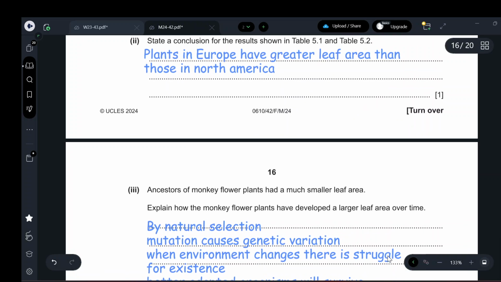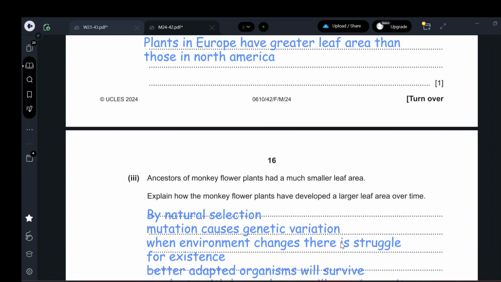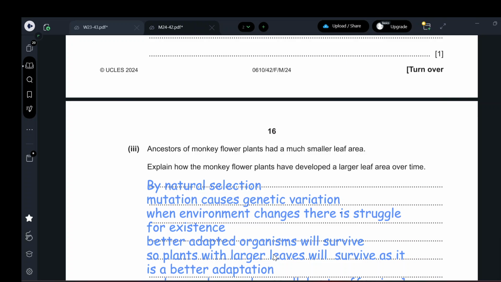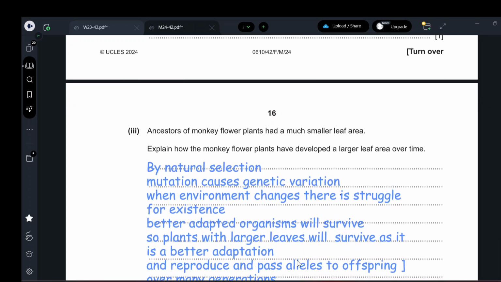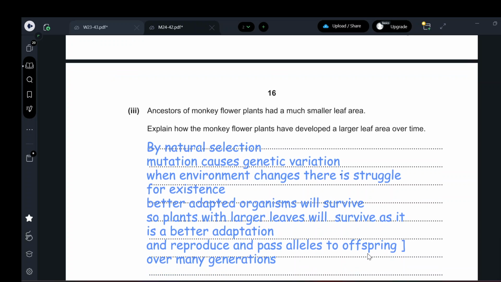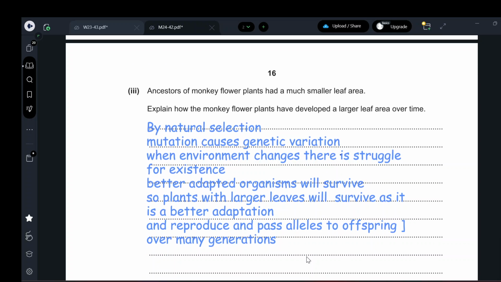Mutation occurs randomly, causing genetic variation. So you have leaves with small area and leaves with larger area. If the environment changes, let's say the sunlight is less, for example, the better adapted organisms will survive. Who here in this example is the better adapted? Plants with larger leaves will survive as it has a better adaptation, or I can say that it has a selective advantage. They reproduce, they pass the alleles to the offspring over many generations.